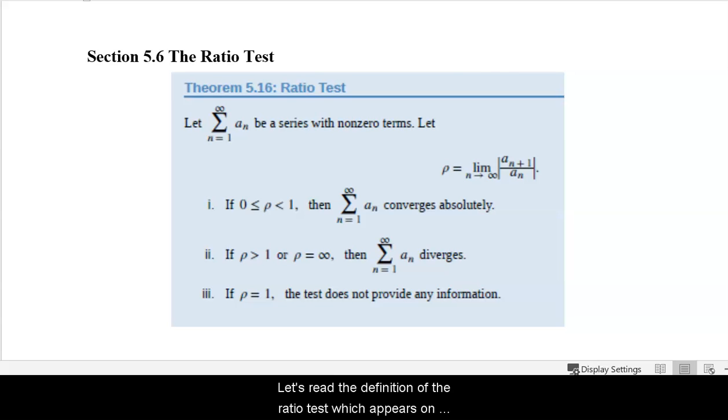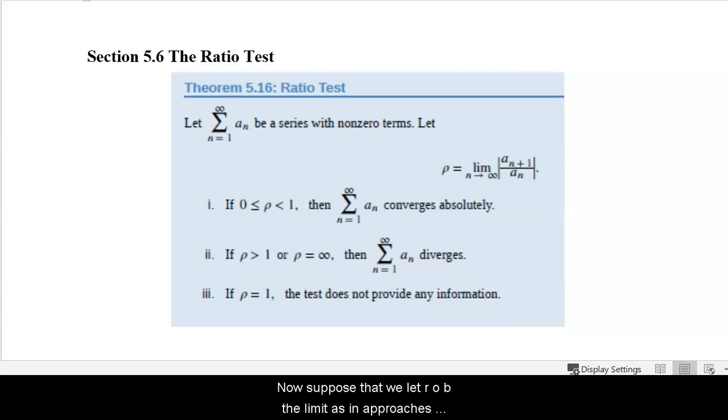Let's read the definition of the ratio test, which appears on the screen in front of you in the blue box. Suppose we have a series from 1 to infinity of a sub n, which is a series consisting of non-zero terms. Again, the series does not have to start at 1. It could start at 0 or 5 or 42. We typically use whole numbers, generally starting at 0 or 1, but that is not required.